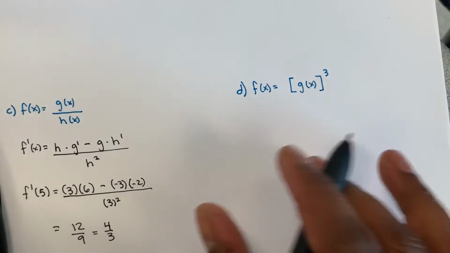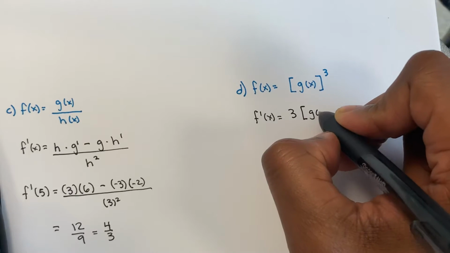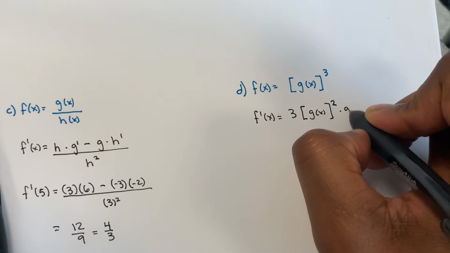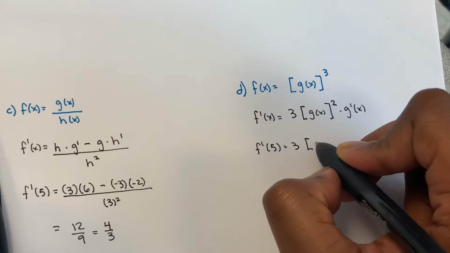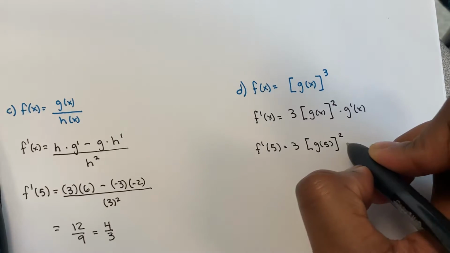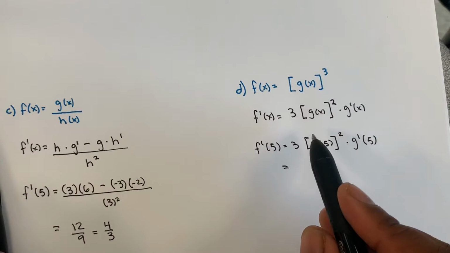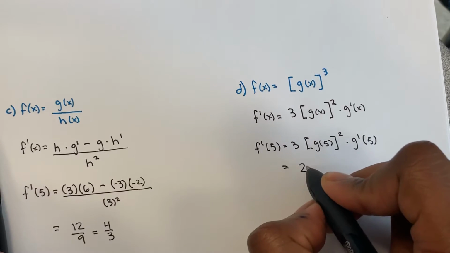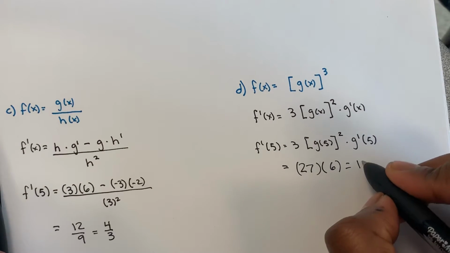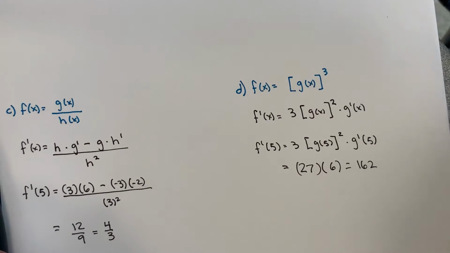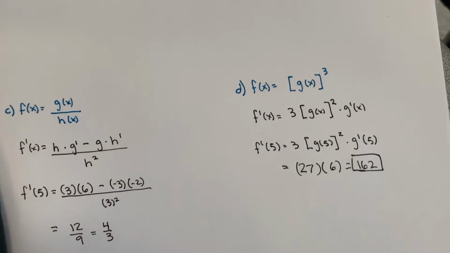So 12/9 or 4/3. And so then the last one we're going to do for this video is the derivative of f would be 3 quantity g of x squared times g prime of x, which would make f prime of 5 equal to 3 times g of 5 squared times g prime of 5. So again, because we know g of 5 is -3, -3 squared is 9 times 3 is 27. So 27 times g prime of 5, which is 6, is, 6 times 20 is 120 plus 42 is 162. Yeah, 162.